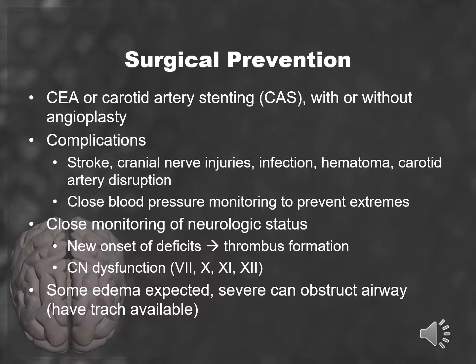So a big thing that we're monitoring post-op is if we see any patient who's starting to have a new onset of deficits, we can potentially expect them to have developed a clot in there that may necessitate the need for them to go back into the OR. Another thing that we look at with a CEA is I expect there to be swelling because of the surgery, but if it is severe enough, then I can actually have where it can potentially obstruct their airway. So I want to make sure that there's a trach available at the bedside just in case.